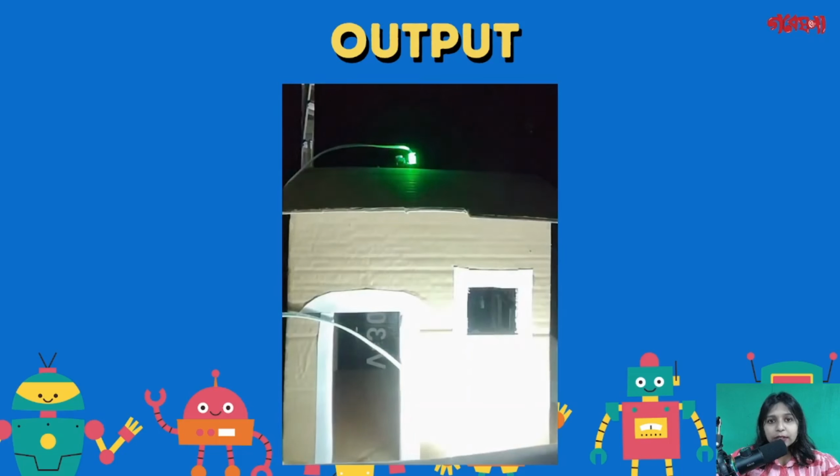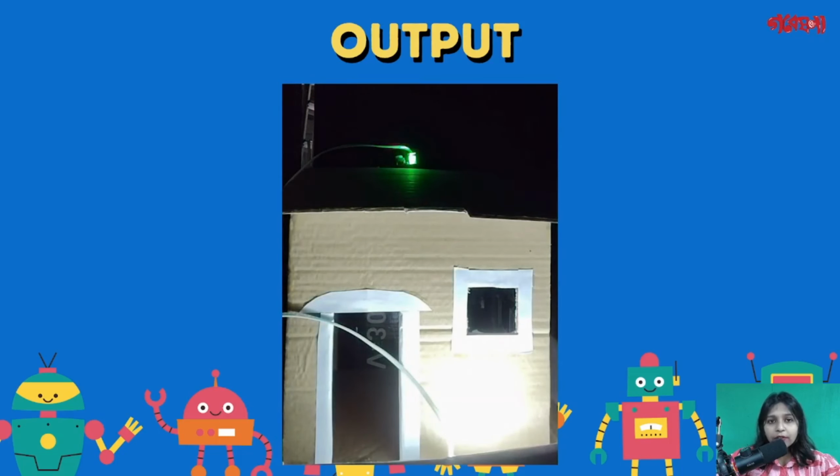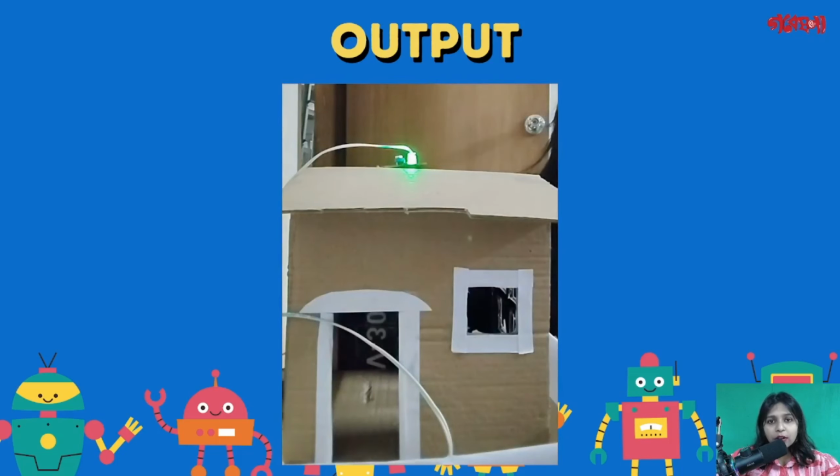So here's the output, what you will see in real life. If the sensor detects light, the lamp stays off. If you cover the sensor or turn off the lights, the lamp switches on. It's a simple but powerful automation concept.